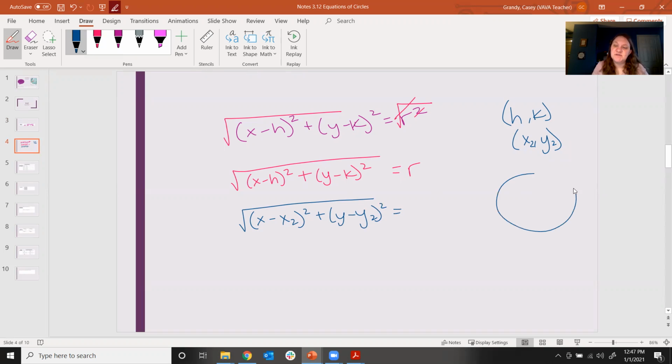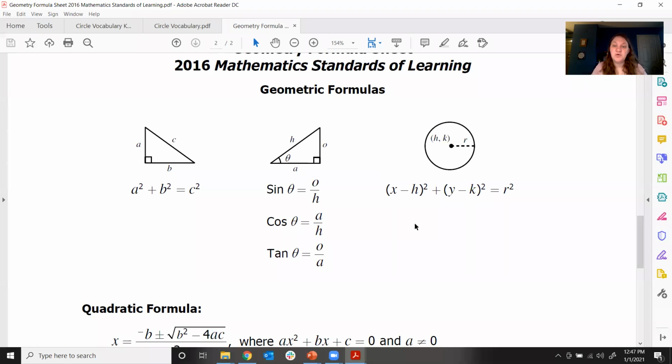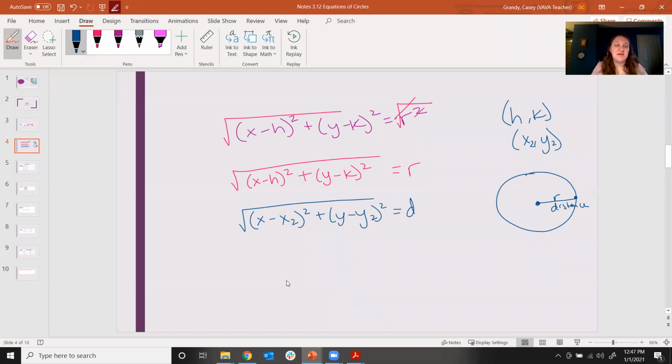Well, the radius of a circle is the distance between the center and a point on the circle. So what if instead of calling it a radius, I called it a distance instead? Oh my gosh, that's the distance formula. If you haven't memorized the distance formula yet and you're using the formula sheet, you have the distance formula on your formula sheet. It's just kind of hidden. I didn't show it to you when we did the distance formula because it wouldn't have made sense at the time. But now, if you can understand how I rewrote the equation of a circle and got the distance formula, you have it right there for you.